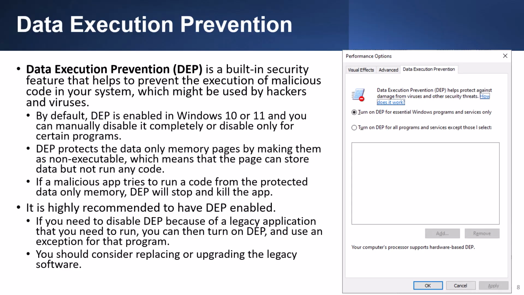Data Execution Prevention, or DEP, is a built-in security feature that helps to prevent the execution of malicious code in your system, which might be used by hackers and viruses. By default, DEP is enabled in Windows 10 and 11, and you can manually disable it completely or disable it only for certain programs. DEP protects data-only memory pages by marking them as non-executable, which means that the page can store data but not run any code. If a malicious app tries to run code from protected data-only memory, DEP will stop and kill the app. It is highly recommended to have DEP enabled.